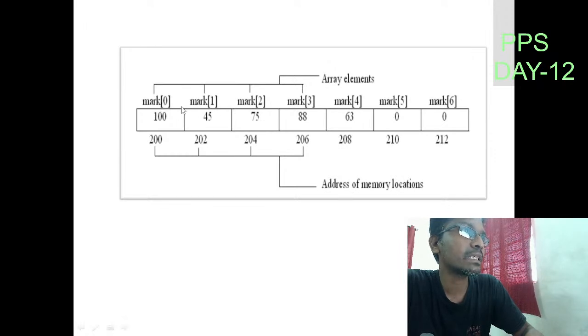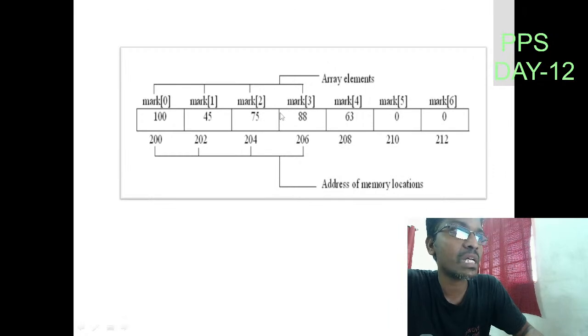If there are 10 elements, all the 10 elements will have the same array name, that is mark of 0, mark of 1, mark of 2, mark of 3, mark of 4, mark of 5, mark of 6 and so on. The name will be common for all the 10 elements, or all the 20 elements, or all the 100 elements, and all these elements will contain only integer type of data. That means all the elements have the same data type and the same array name.